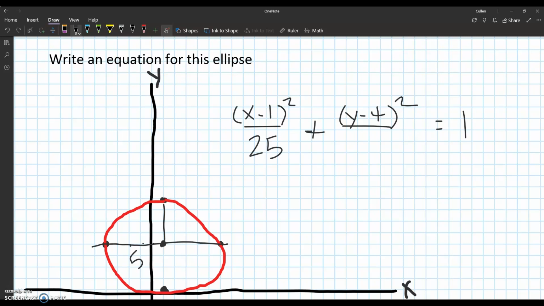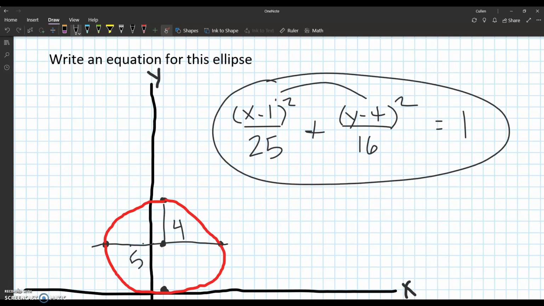And then you're going to take the other one. This distance right here is 4. Well, don't take half of 4. The whole distance across is 8. Half that is 4, and square it. Then you'll get 16 to go under the y. And that's all you have to do to find the equation for the ellipse.